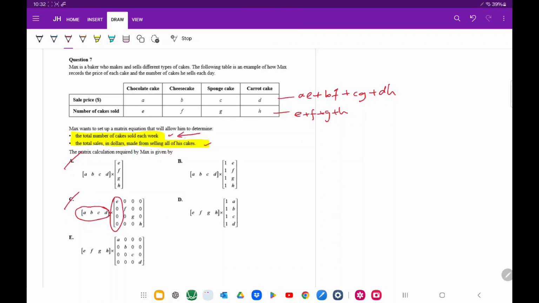We want this condition here, the total number of cakes sold each week, to be the summing. So it's got to be either between B and D in this case. Now, if we look at A, B, C, D, we'll go A times 1, B times 1, C times 1, D times 1. That just adds up the sale prices. That doesn't actually add up the total number of cakes sold. So if we look at this, E, F, G, H, D will get you that final matrix that you require.